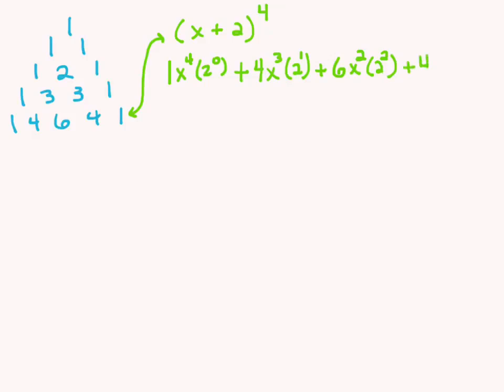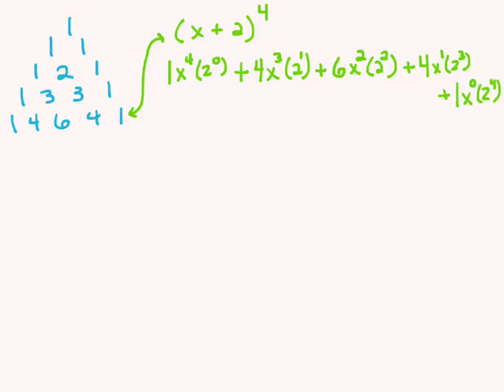Plus, the next term is a 4. X, the degree on x goes down to 1. The degree on 2 goes up to 3. And then finally our last term, plus 1, x to the 0, 2 to the 4th.